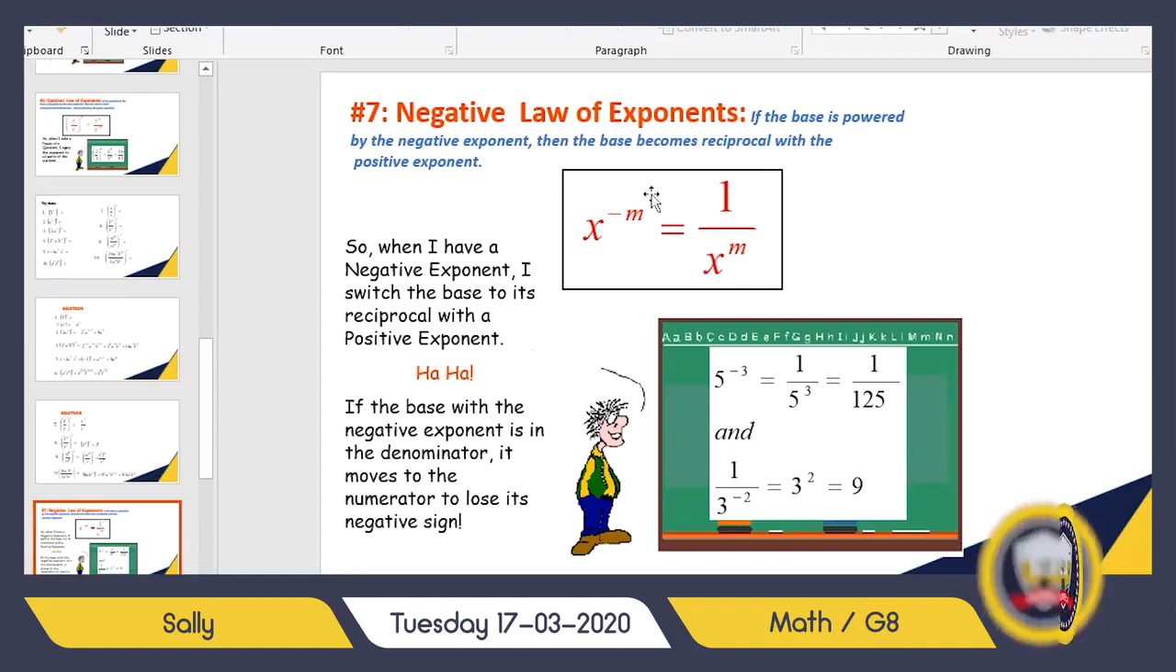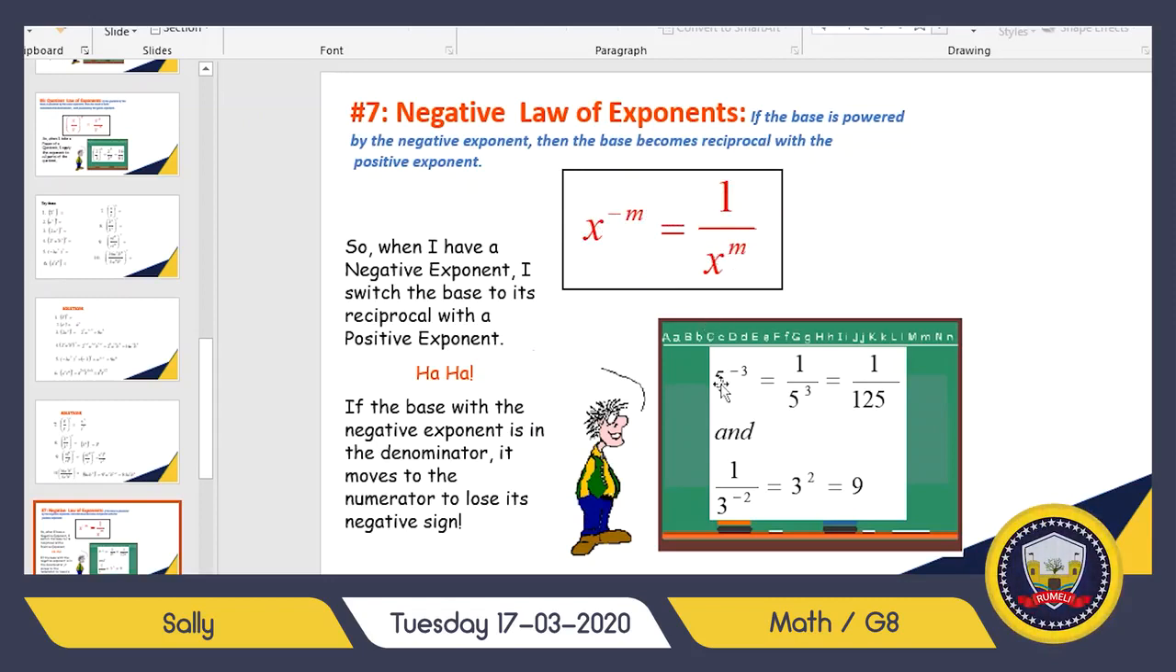If I have a negative power, I cannot leave it like that. It's not applicable in math to have such a negative power. So what am I going to do for this negative power? I cannot write it like this, but I can change the form. I will change it into 1 over x power m. It means x power negative m, I cannot leave it like this. I put it in this form, 1 over x power m.